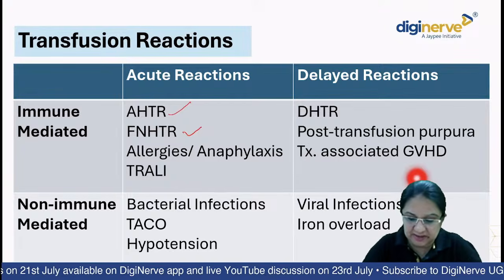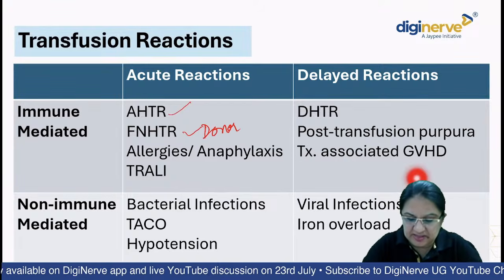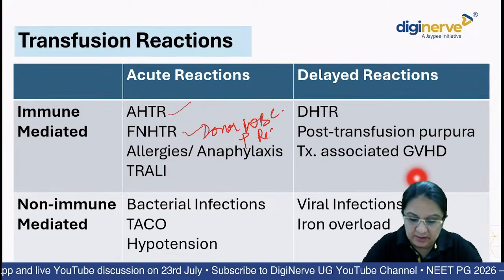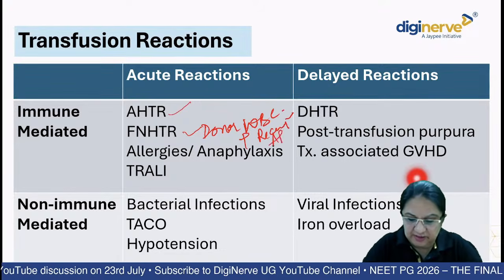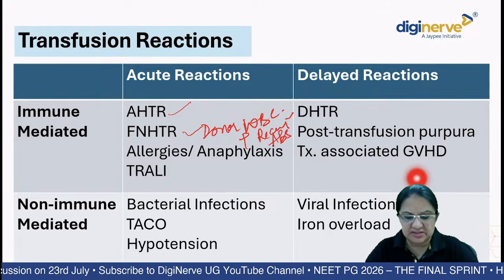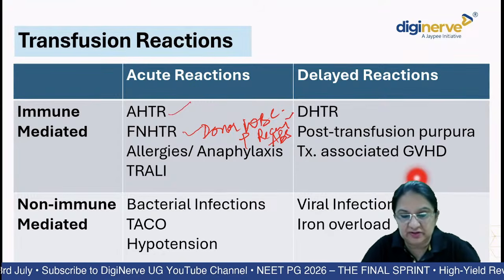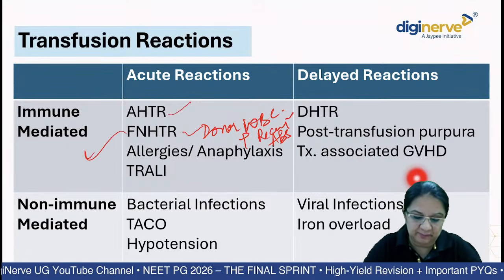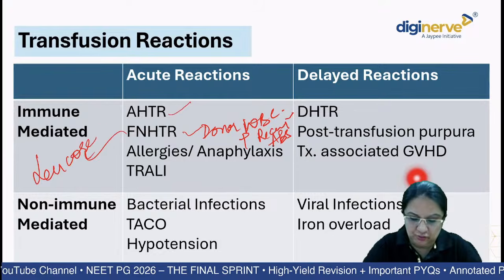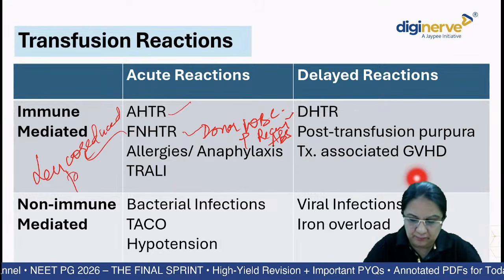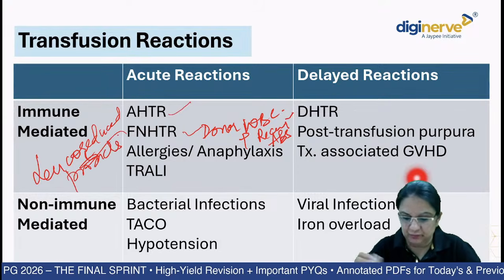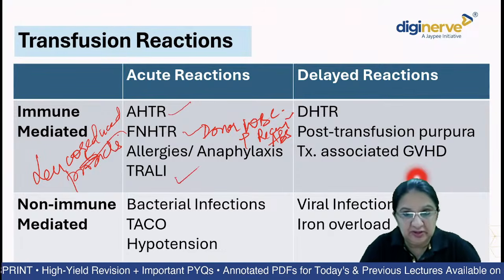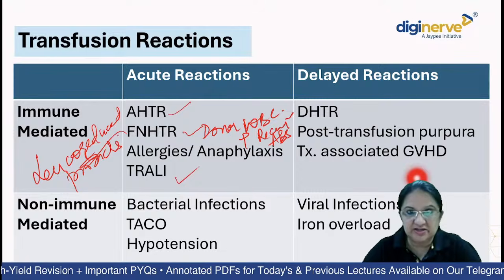Here, basically, the donor WBCs react with the recipient's antibodies. Cytokines are released. How can you further avoid it? By using leuko-reduced products. Okay, and transfusion related acute lung injury, which we'll study in just a while.